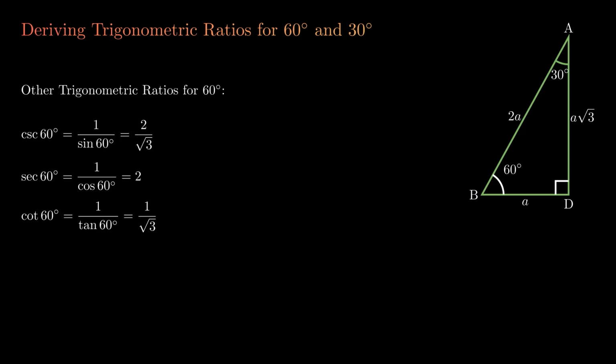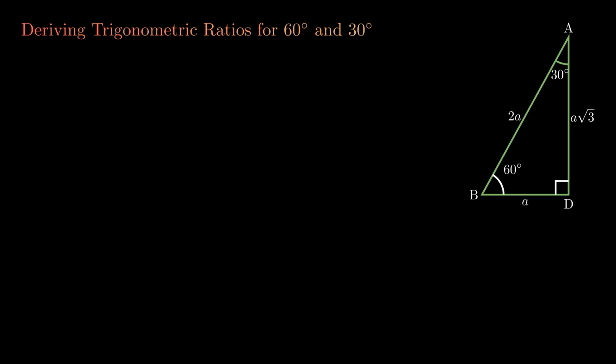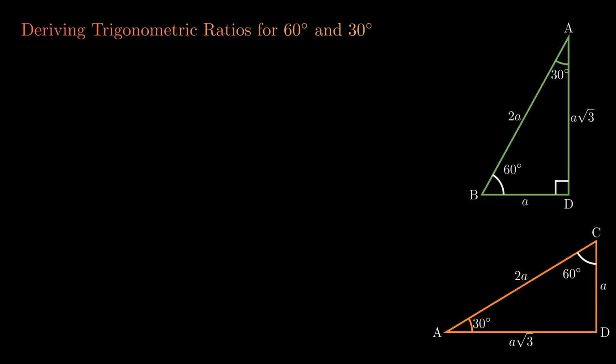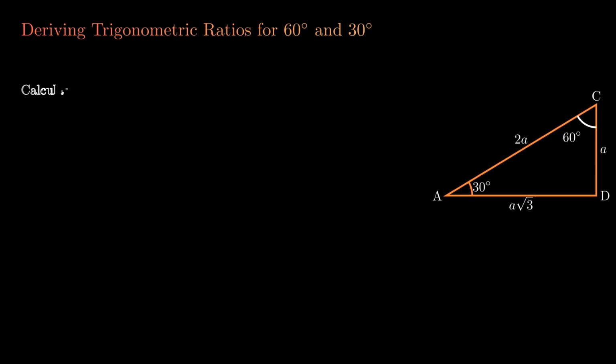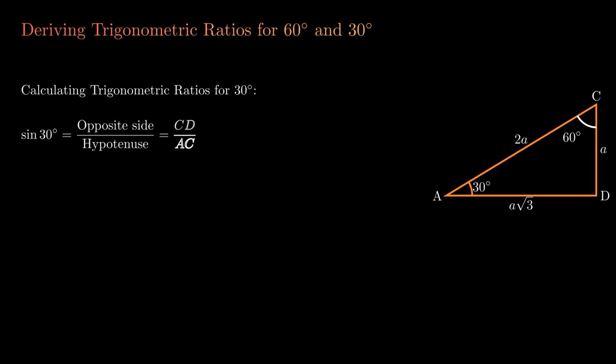Now let's compute the trigonometric ratios for 30 degree. Let's bring back the orange color triangle that we had earlier constructed, right? In this diagram, the sine of angle 30 degree will be opposite by hypotenuse side. So side opposite to 30 degree is CD. We will divide it by hypotenuse AC. So we have CD equals A and then hypotenuse equals 2A. So then sine 30 degree is equal to 1 by 2.